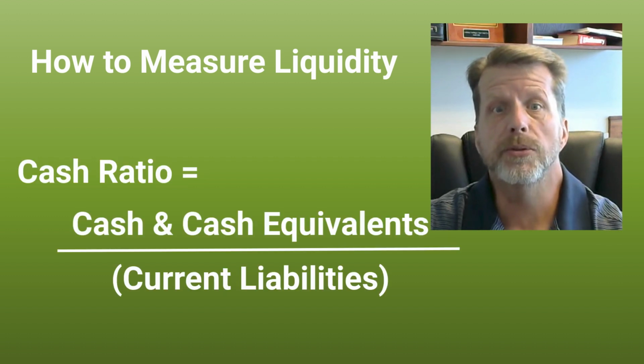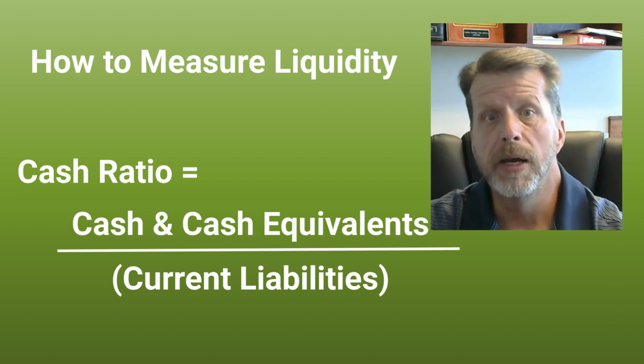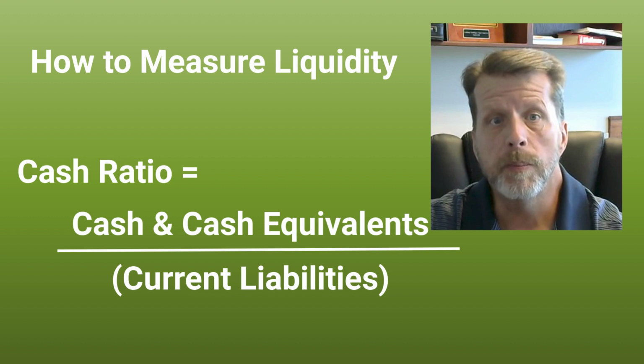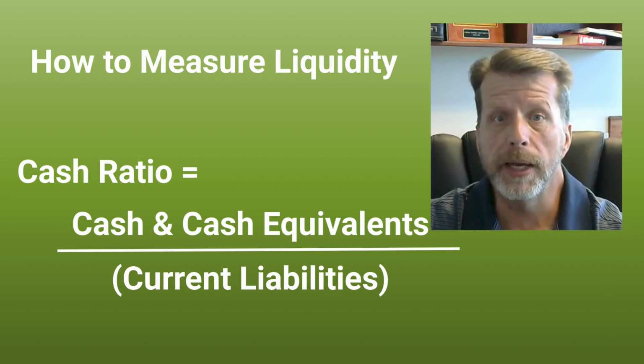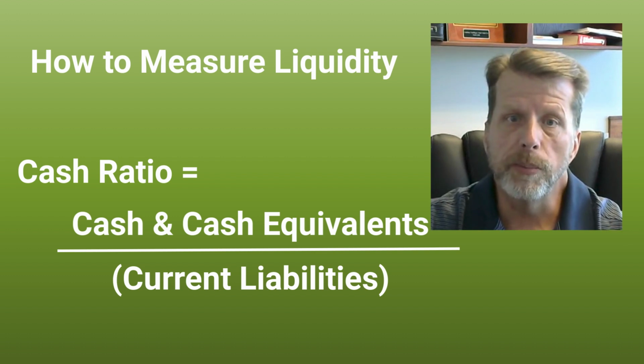This is the ultimate stress test. How much cold hard cash do you have to cover those immediate bills? The cash ratio looks only at cash and equivalents, providing a very conservative measure of liquidity. A cash ratio of 0.5 means you can cover half of your immediate liabilities with your cash on hand, while a ratio of 1.0 means you're fully covered. It's a great way to gauge your ability to handle emergencies.